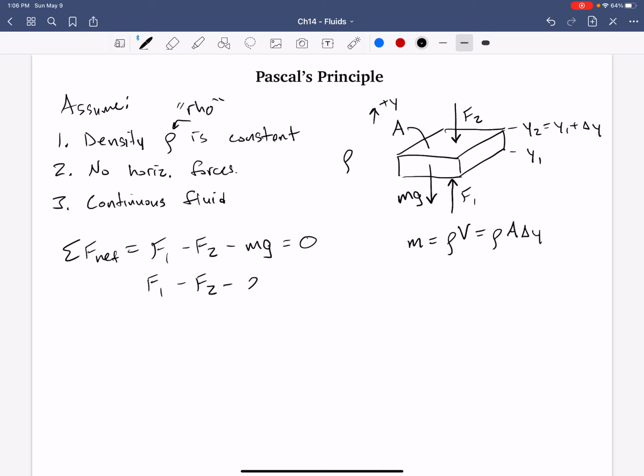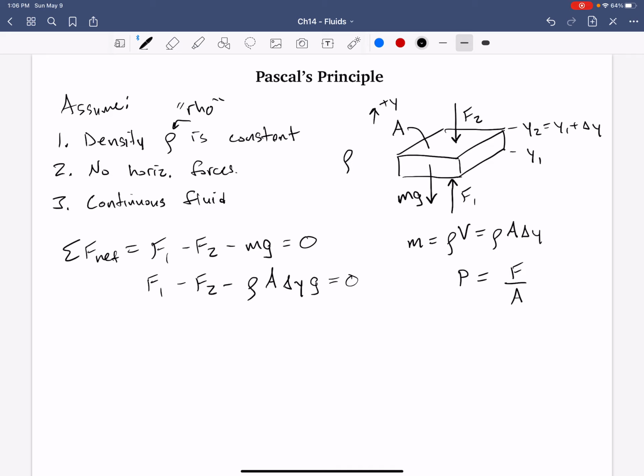So minus rho A delta y times g equals 0. Okay? Now, I need to write these forces on the underside and top side of this volume in terms of area and basically density and volume as well. Okay? So also remember what pressure is. Pressure, being capital P, is simply force per area.